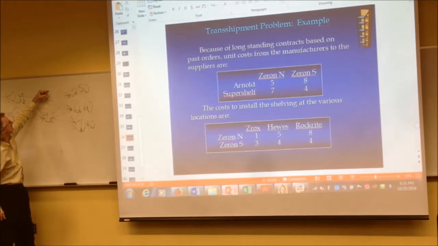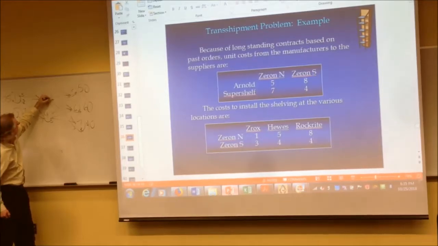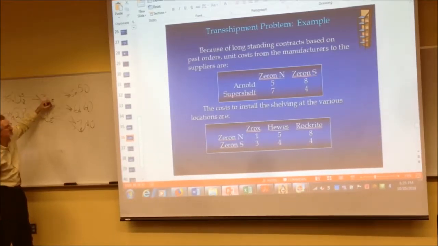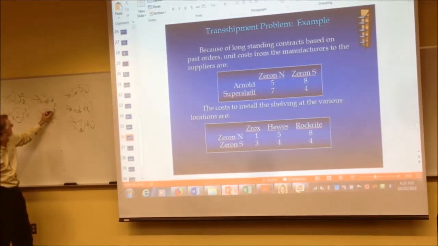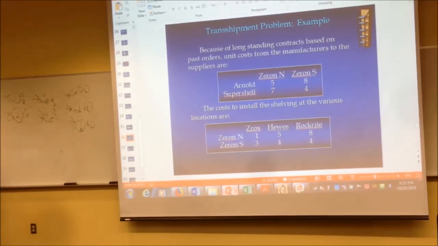Going from our northern location to our customer, it starts with a Z, Xerox. 1. From our northern location to Hughes, is that 5? 5, and from our northern location to the Rock, right? 8. Now, southern location, that's a 3, that's a 4, that's a 4. Got all our numbers on there, right?